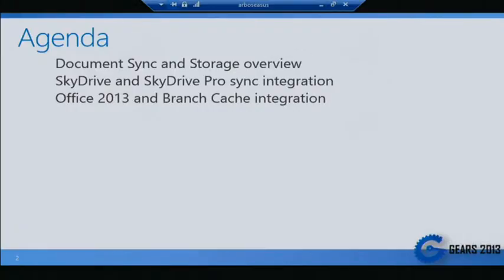Okay, there we go. So the agenda is I'll give you an overview. I'll talk a little bit about a new feature we delivered in Office 2013, which we are calling our SkyDrive and SkyDrive Pro sync integration, which gives us offline access to files. And then I'll talk a little bit about an enterprise-focused feature that we built that was all about ensuring that branch office scenarios have low latency availability to documents that are actually stored on SharePoint servers that are far away. And that's our Office 2013 and BranchCache integration features.